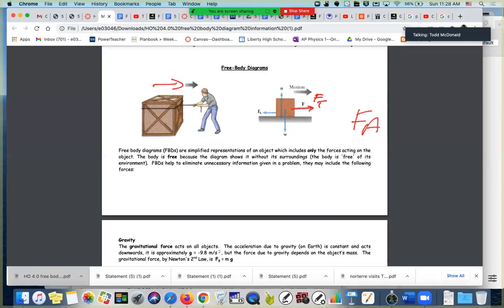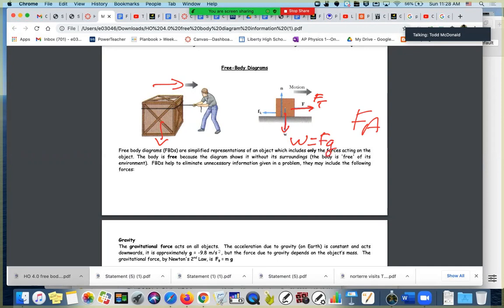But you want to think about other forces that are acting on the box. It's not just the guy pulling the box to the right. There's also the reality that gravity is pulling that box downward at the same time. And we've got a W here for weight. A lot of times we will use FG to represent force of gravity, which is really what weight is.